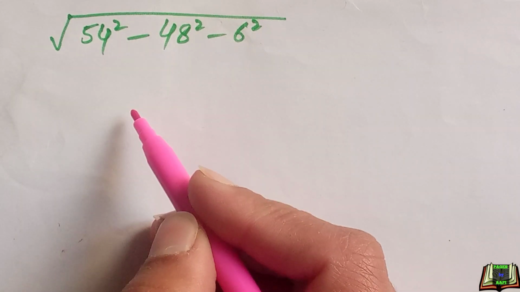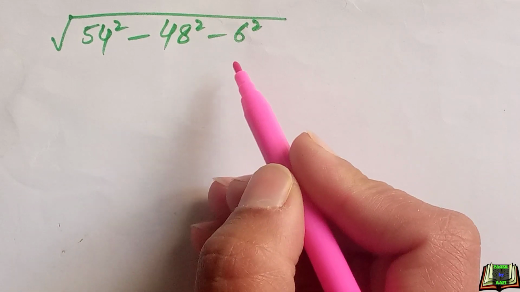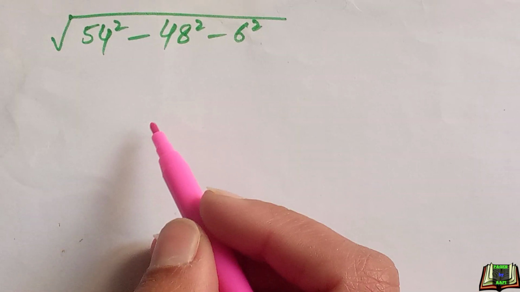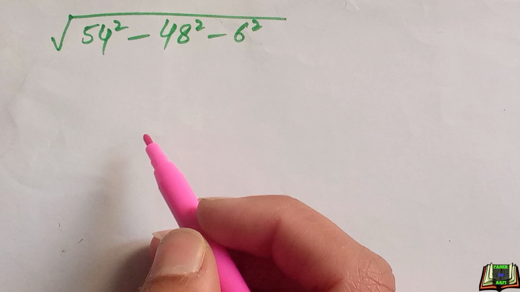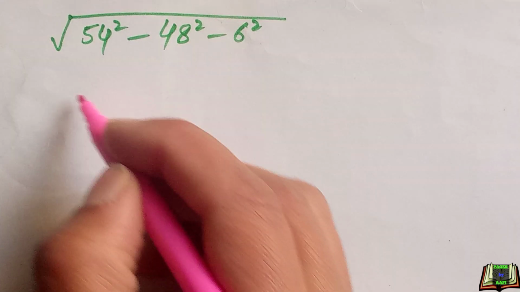Hello and welcome back. Today I have this radical problem: square root of 54 squared minus 48 squared minus 6 squared. We have to simplify this without using a calculator. So let's get started and see its solution.